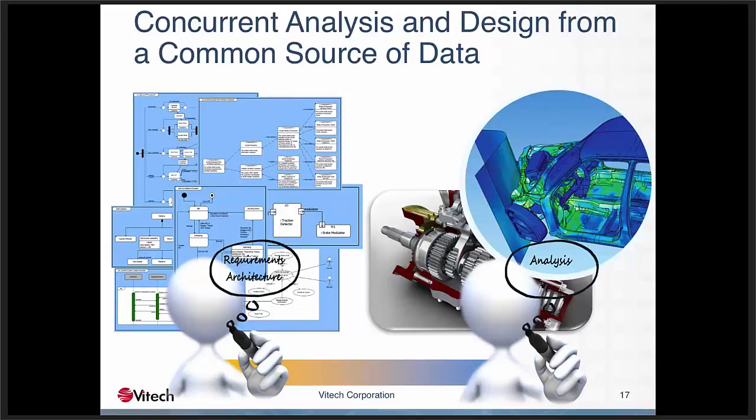Ideally, we would like to achieve a situation where both the systems engineers and the discipline engineers can perform analysis and undertake design concurrently using a common pool of data and information. So, as the systems engineers alter their aspects of the system's design, the discipline engineer's analysis immediately reflects the changes instigated by the systems engineers and vice versa.